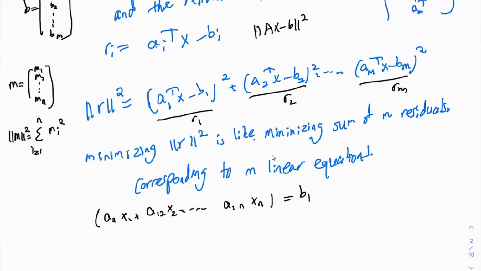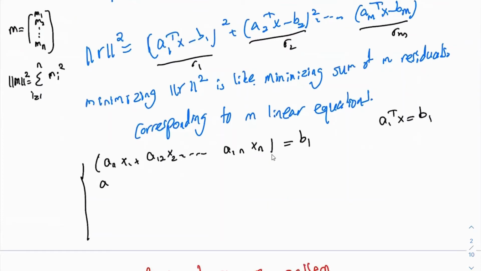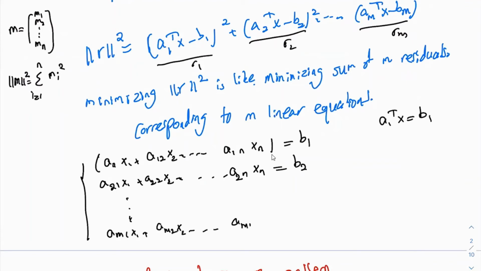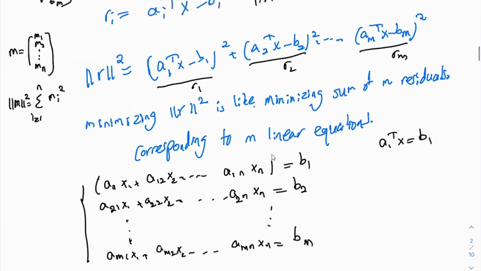This is corresponding to what system of equation? A1 transpose X equal to B1. What about the other one? The other one you're going to write as the second row now. A21 X1 plus A22 X2 all the way to A2N Xn equal to B2. And then we have AM1 X1 plus AM2 X2 all the way to AMN Xn equal to Bm. Right? So that's what I've written here.